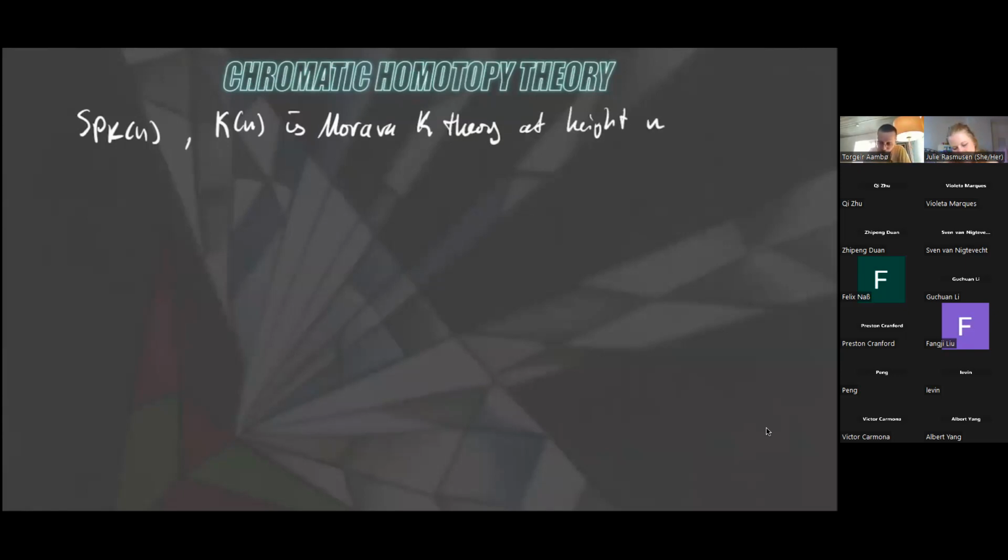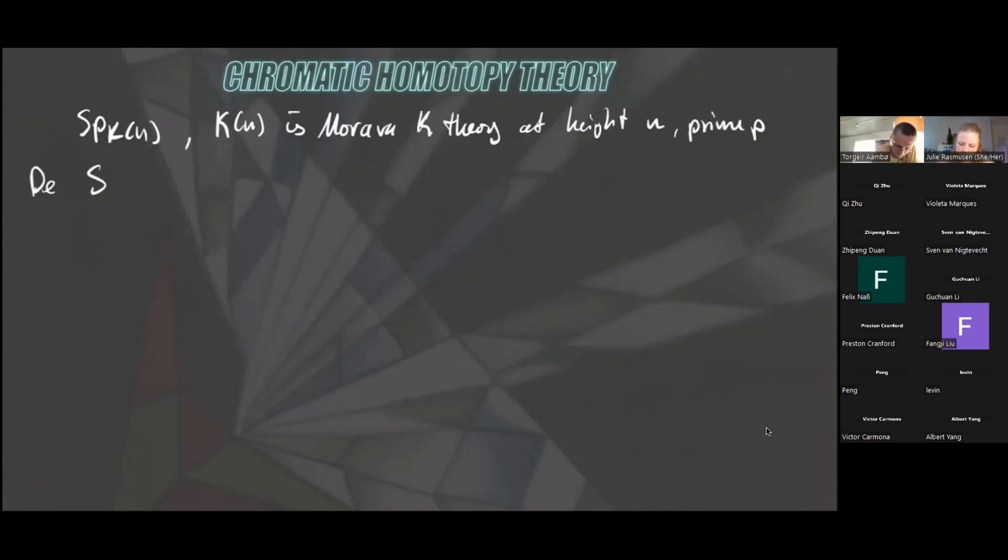And there's also a prime P hidden in the notation that I won't say much about. The prime won't be that important for this talk, but for every prime we have a Morava K-theory at height n at that prime. Okay, so n is just this height integer that I was mentioning earlier that forms the stratification of formal groups.